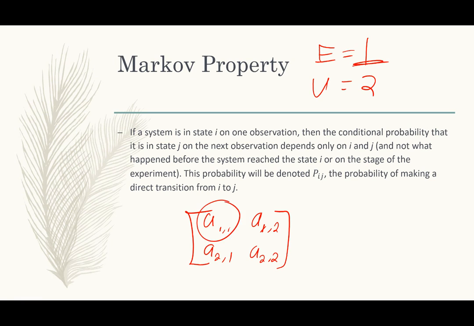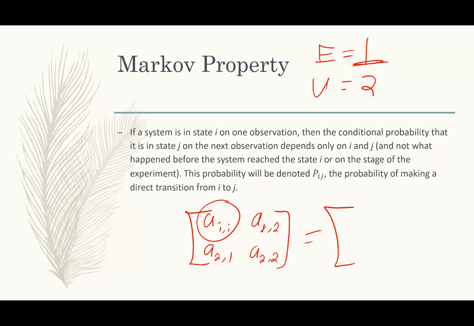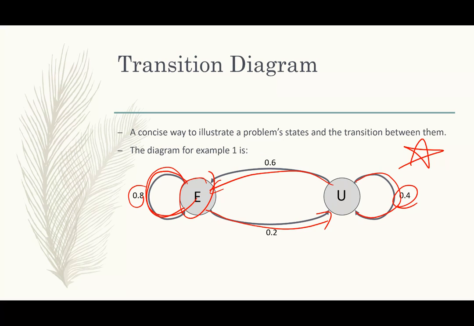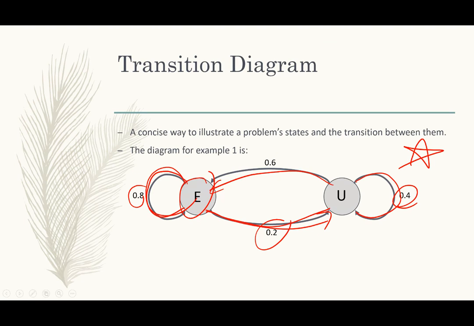This first spot is the probability of going from employed to employed again, which we noted earlier was 0.8. So 0.8 goes there in that matrix. This spot is being employed to unemployed, which was 0.2. So 0.2 right there. This one is from being unemployed to employed, which was 0.6.